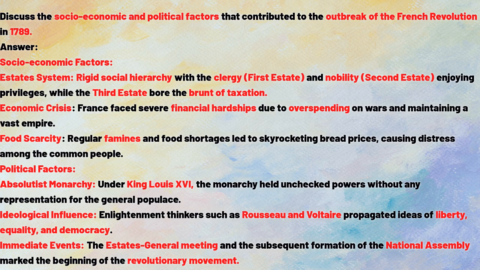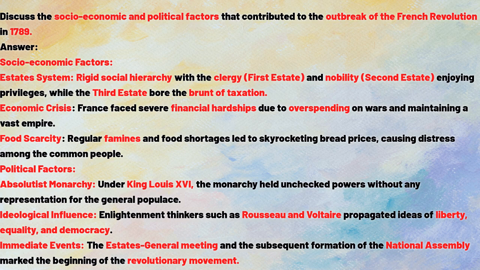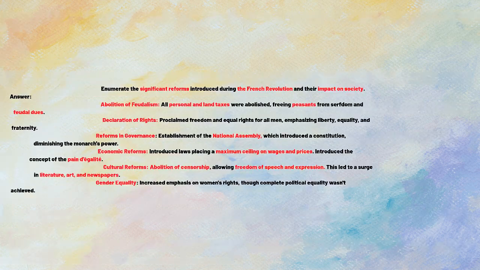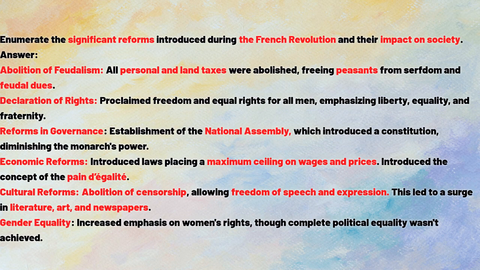Political factors: absolutist monarchy. Under King Louis XVI, the monarchy held unchecked powers without any representation for the general populace. Ideological influence: Enlightenment thinkers such as Rousseau and Voltaire propagated ideas of liberty, equality, and democracy. Immediate events: the Estates General meeting and the subsequent formation of the National Assembly marked the beginning of the revolutionary movement. Enumerate the significant reforms introduced during the French Revolution and their impact on society.